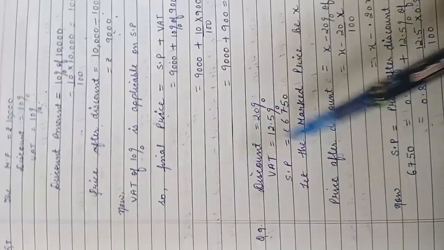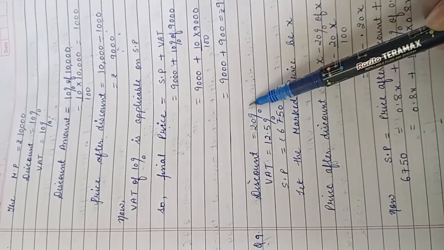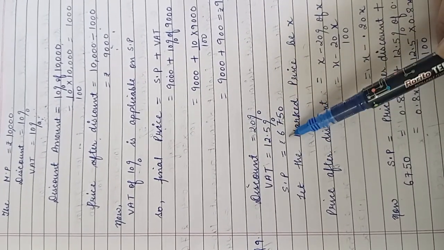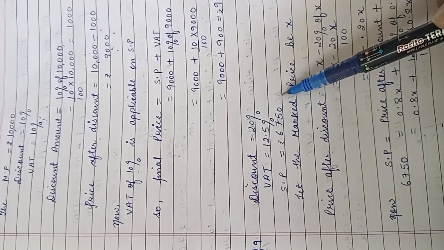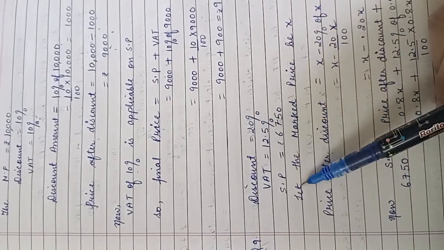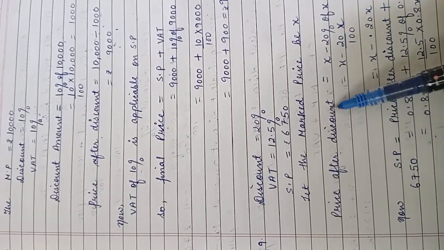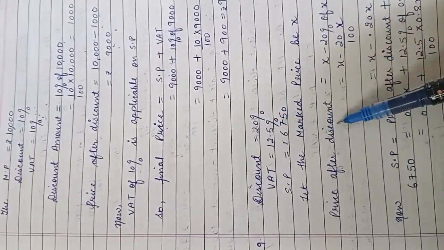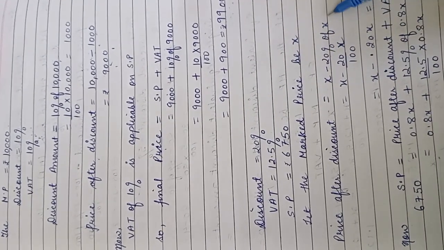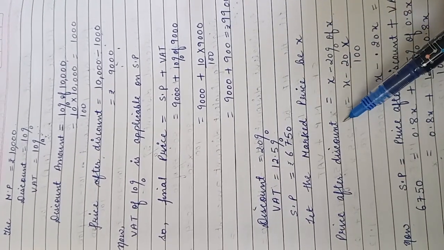Coming to the solution of this question, number 9. Discount they have given 20%. Tax they have given 12.5%. Selling price is also given, rupees 6,750. Now what do we have to find? The marked price. So let the marked price be x. The price after the discount is the marked price minus 20% of the marked price. Correct? This is how we have to find the price after discount.